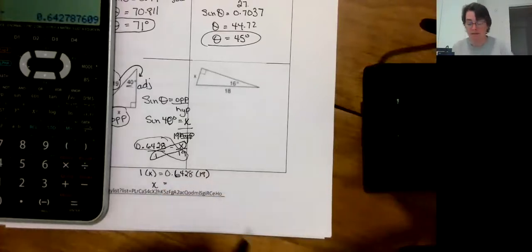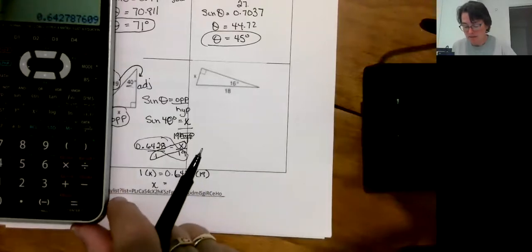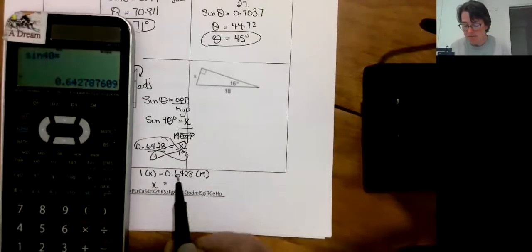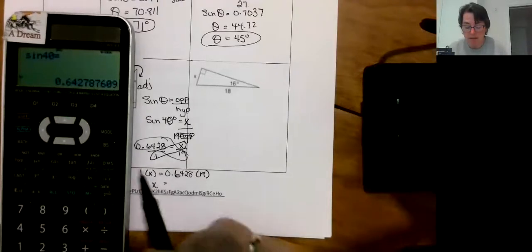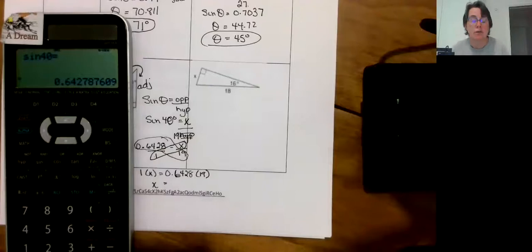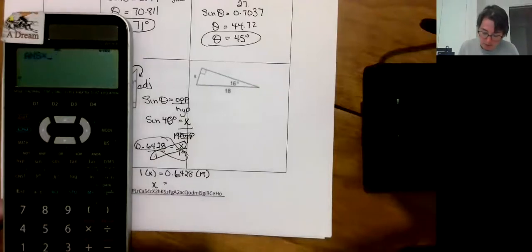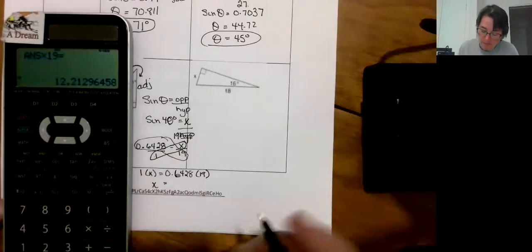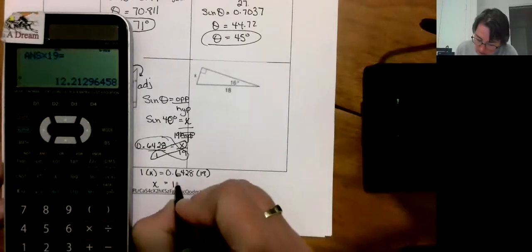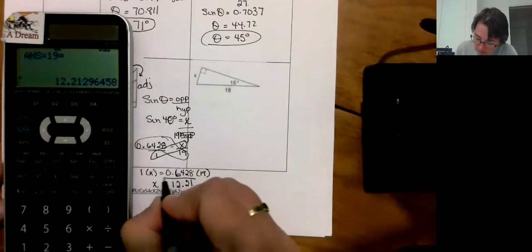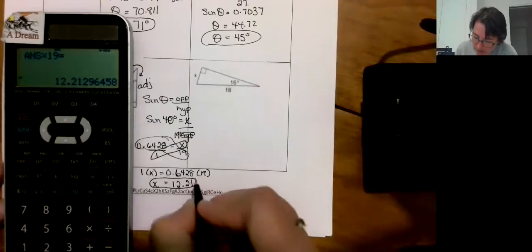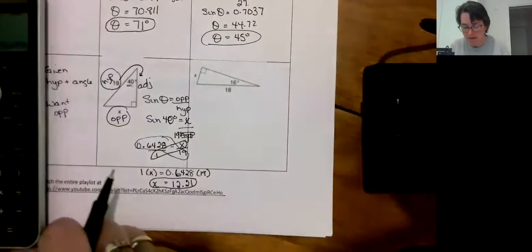Now, here's a fun thing. Some students will want to retype this in and they will multiply by 19, and that will be completely right. But you know what? Look, it's already sitting there waiting for me. So I'm just going to multiply by 19 right away. And I'm going to get x is 12.21. That is my opposite side.